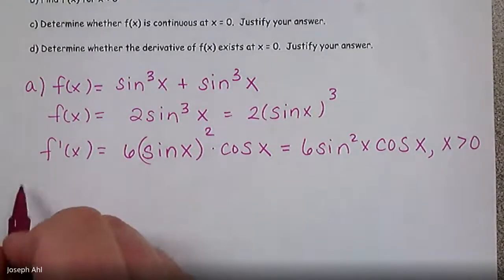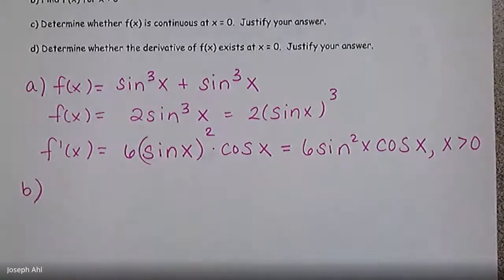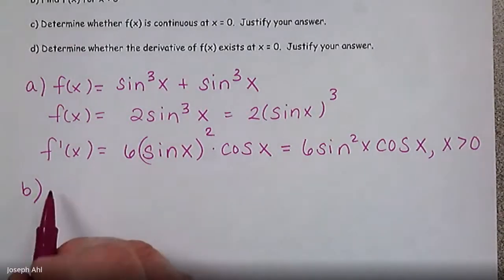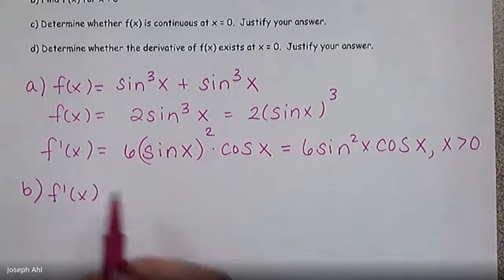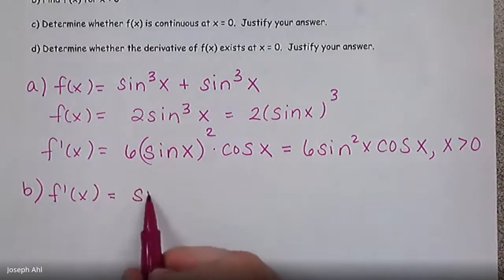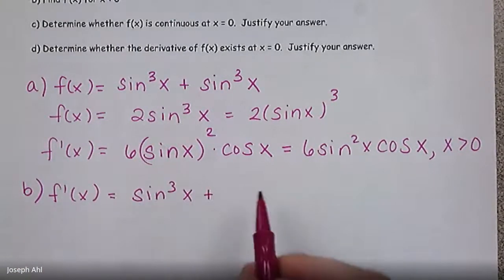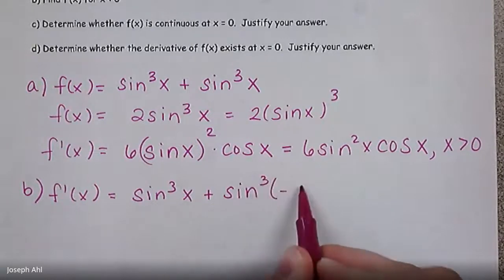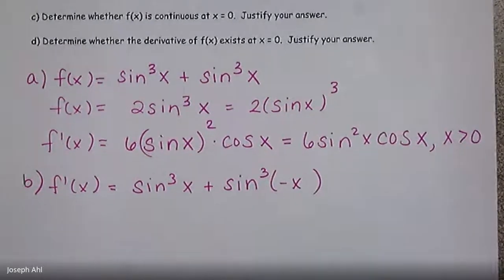So now for part B, we're going to go ahead and take a look at this for x values that are less than 0. So if I'm looking at the case when x is less than 0, if I drop the absolute value, what we would get is sine cubed x plus sine cubed of negative x.